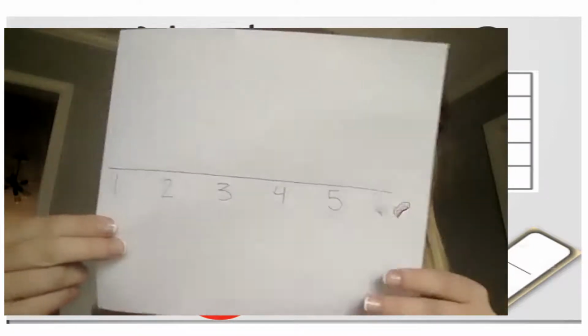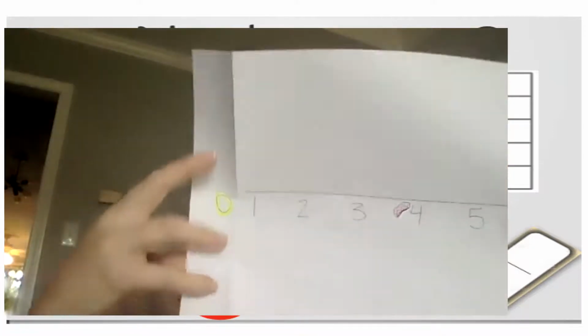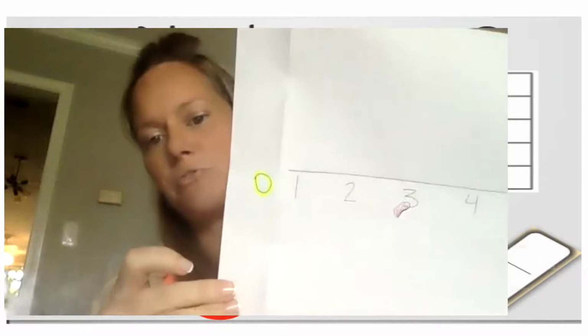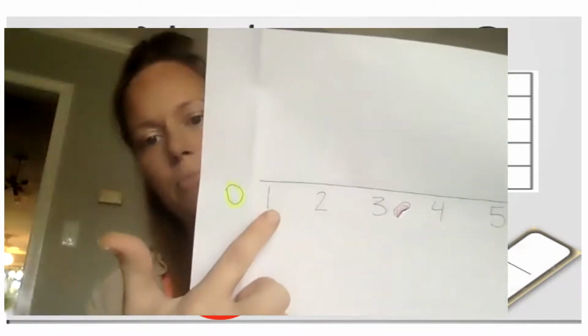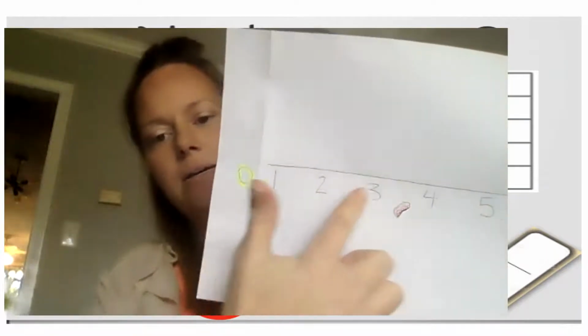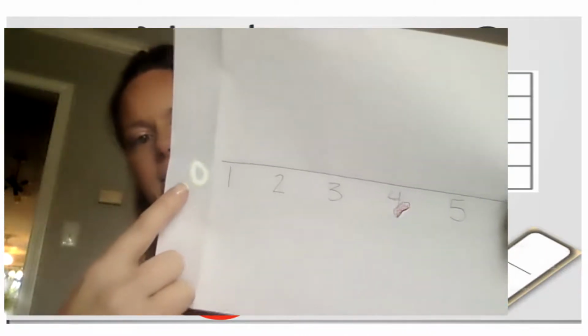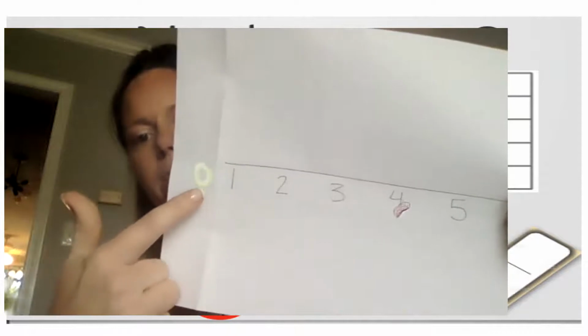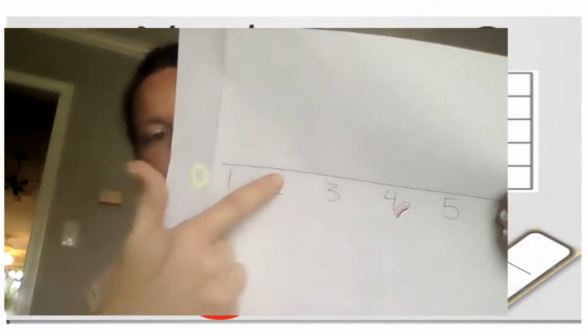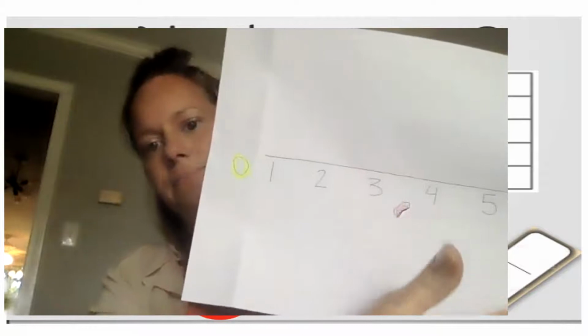What did I leave out? I left out the number 0. 0 comes before you even start counting number 1. If this is our number line, see how 0 comes at the beginning. It's less than 1, it's smaller, so it comes first. And then as the numbers get bigger, they keep going this way to the right.